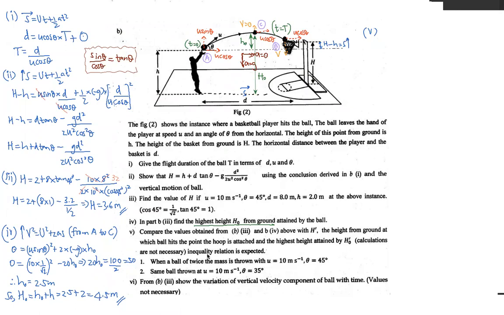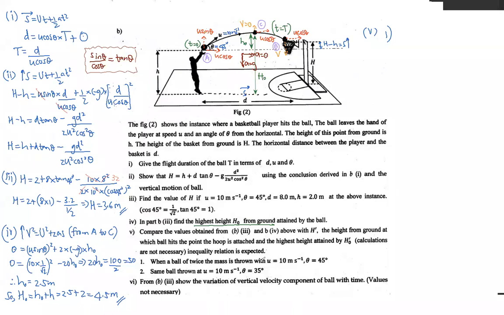Calculations are not necessary. An inequality relation is expected. So there are two situations they are expecting us to decide. A ball of twice the mass is thrown with initial velocity 10 meters per second at theta 45 degrees. Roman 5, first one. Initially theta is 45 and u is 10, according to the information given here.